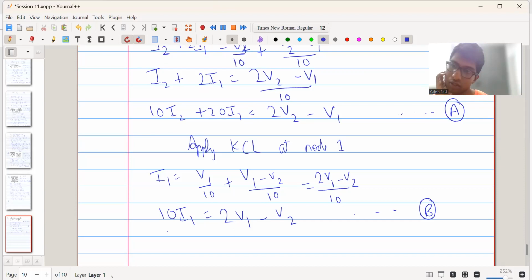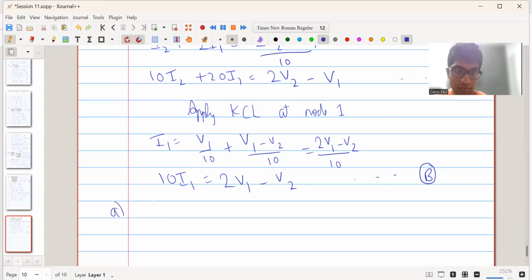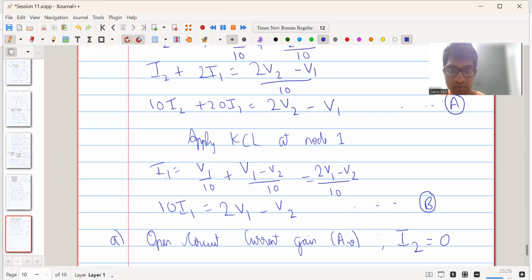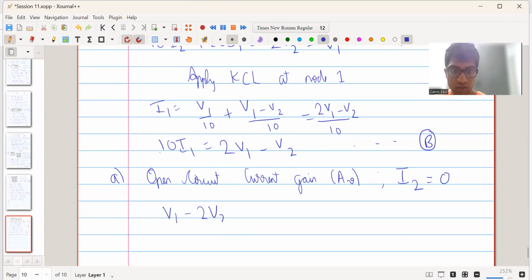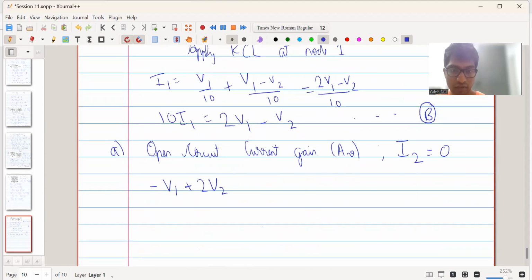So now they have told us to find the open circuit voltage gain. We want to find the open circuit voltage gain AV. For that, we will set I2 equal to 0. When we set I2 equal to 0, from equation A we get minus V1 plus 2V2 is equal to 20I1. This is equation 3.